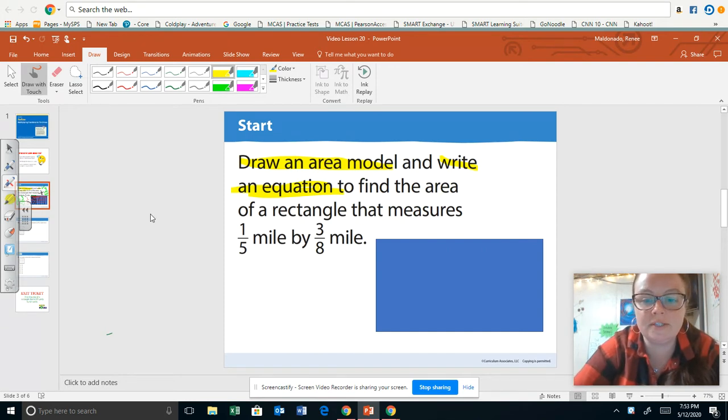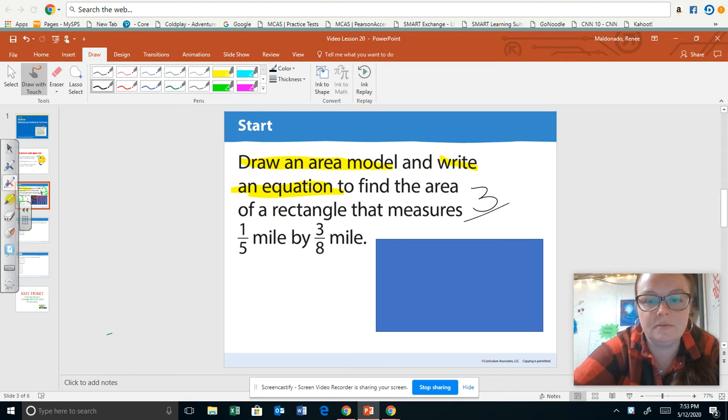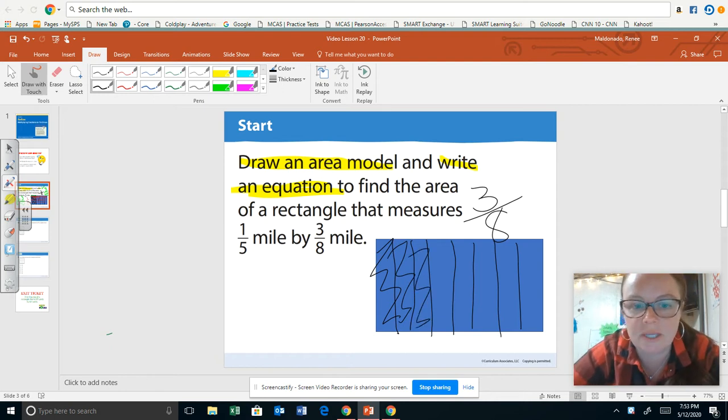So I'm going to use the rectangle right here to represent an area model. First thing here is I'm going to make my length 3/8. So I'm going to make 8 parts going across. So I'm going to make vertical lines. And I need 8 parts because that is my denominator. So 3 out of 8. Okay, so that represents 3/8.